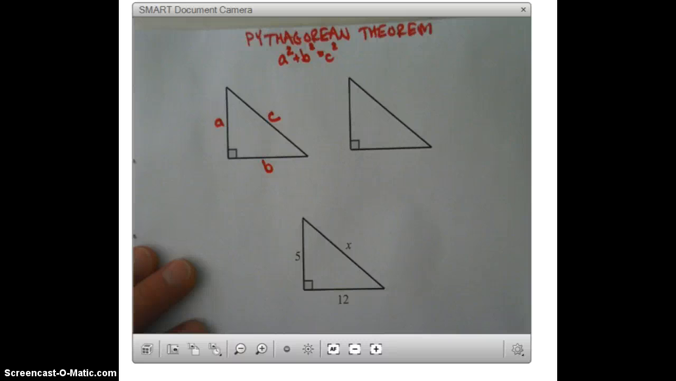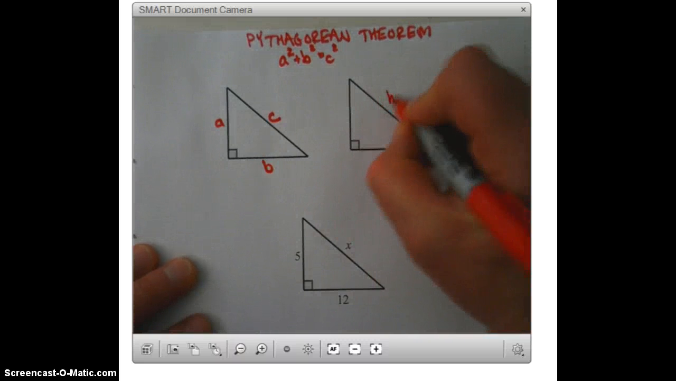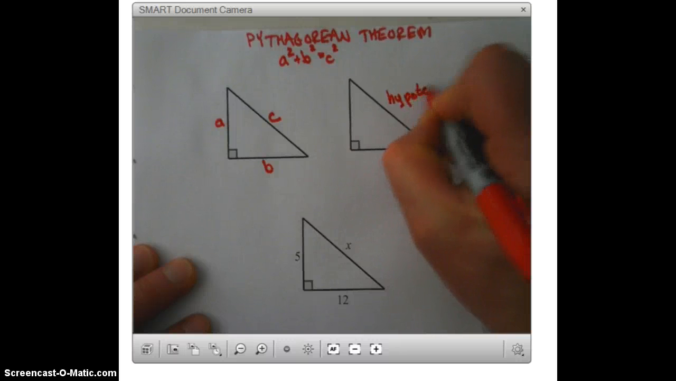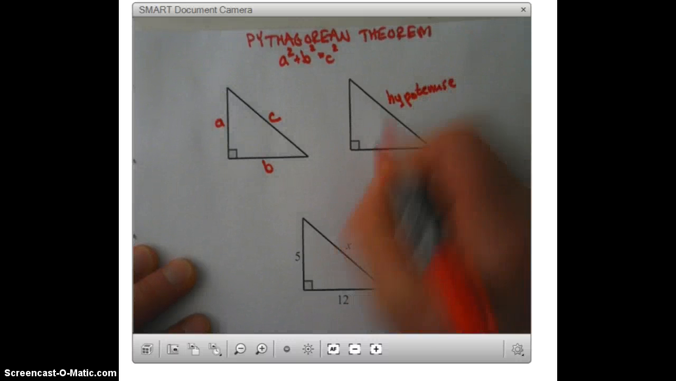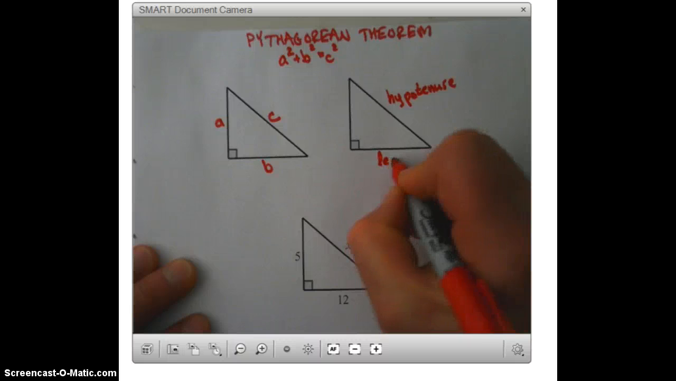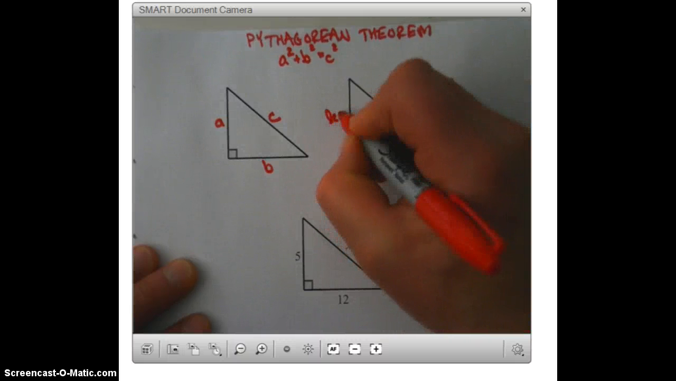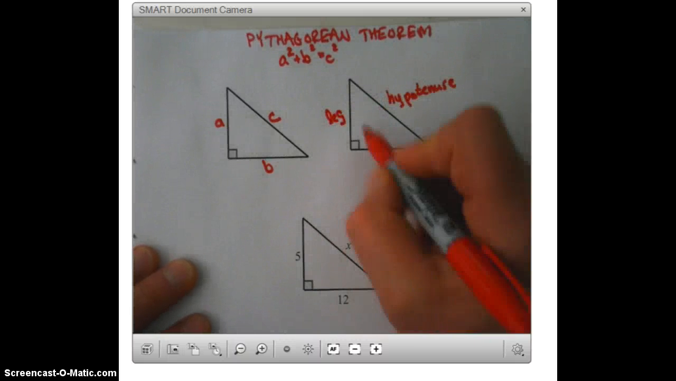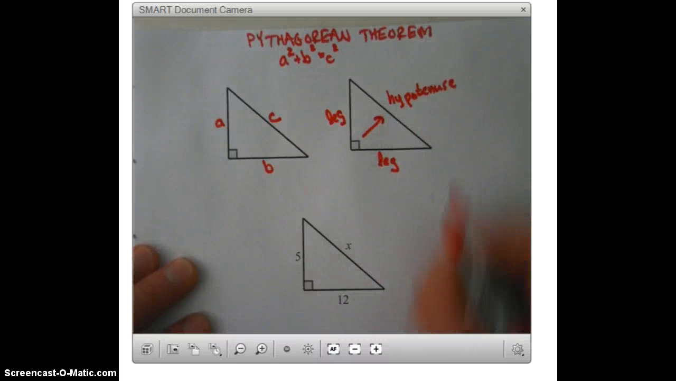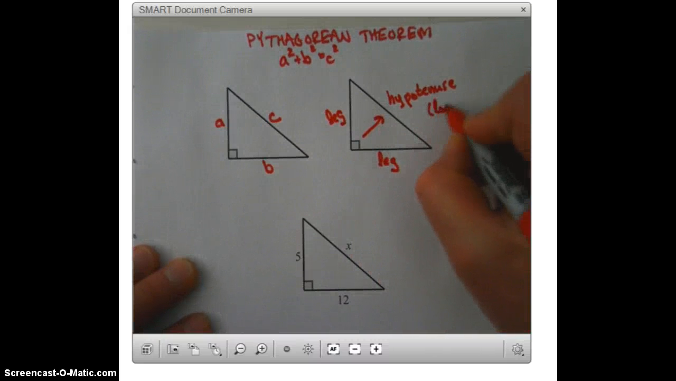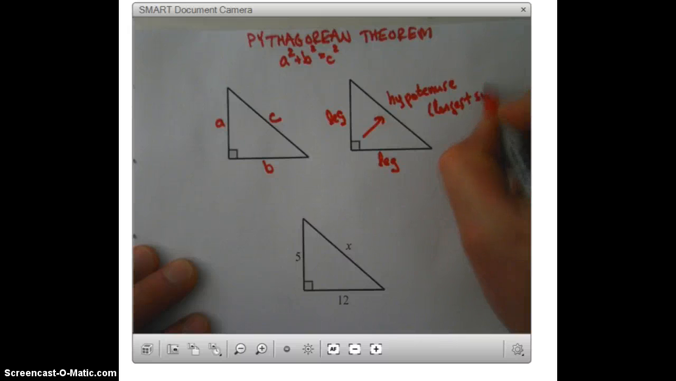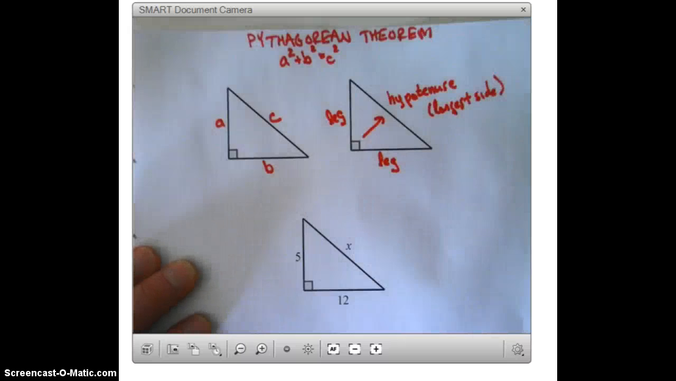A and B are going to be the lengths of the legs, and C is going to be the length of the hypotenuse. So if you don't know the parts of a right triangle, it's important that you learn them. Every right triangle has one hypotenuse and two legs. The hypotenuse is always across from the right angle, and it's the longest side of any right triangle.